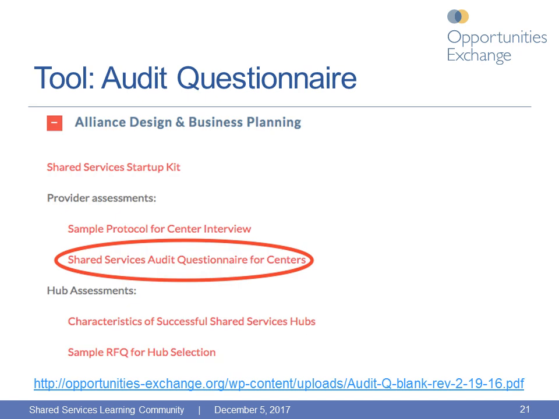One tool to help you do that is something we call the Shared Services Audit Questionnaire for centers. Again, it can be altered for homes as well. But it's just a series of very in-depth questions that gets at what is going on in a particular center, who's doing what, what kinds of things are happening, how does this organization operate, what are their needs.